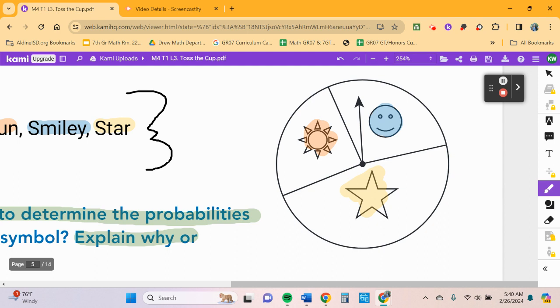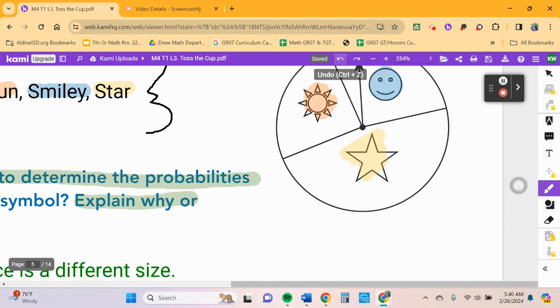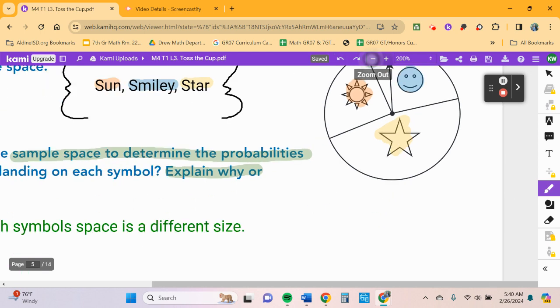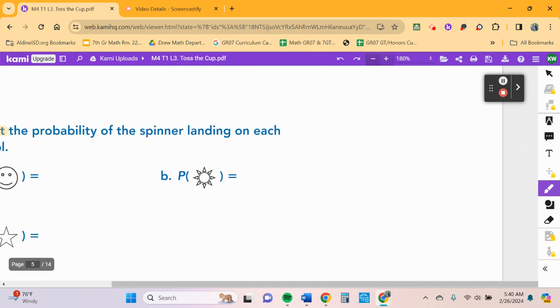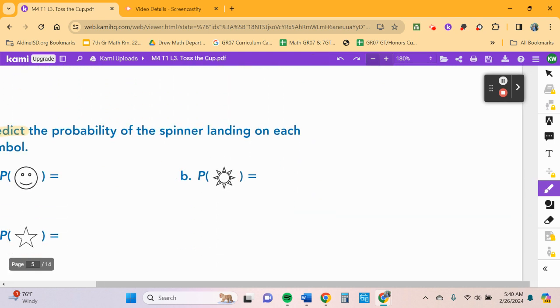So I'm going to start with the star. I know that if I were to draw a line across here, that'd be about half of that spinner. That'd be about 50%. But then there's this tiny little sliver here. So I know that the star is probably going to be a little bit less than 50%. So my prediction is going to be about 50%. I know that is about 5 out of 10 or 50 out of 100. So I'm going to put exactly 50 out of 100 just to make it.